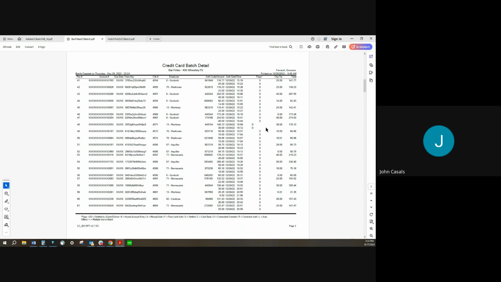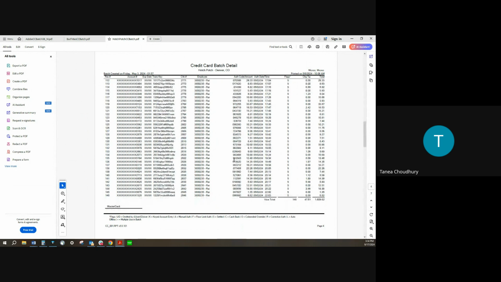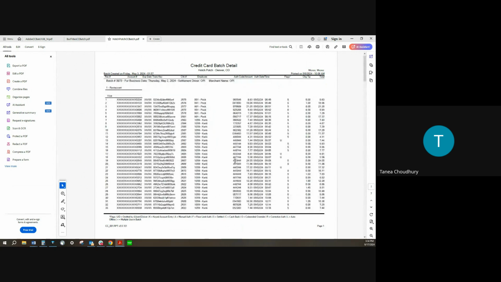So a partial batch, the D meaning it was omitted by driver, or this one, which we did, or sometimes a customer does it and they don't know what that means. They think it's just going to skip it, but they're still going to get their money. As you can see, this one has a few. So no matter how much it is, always look at the micros batch first.